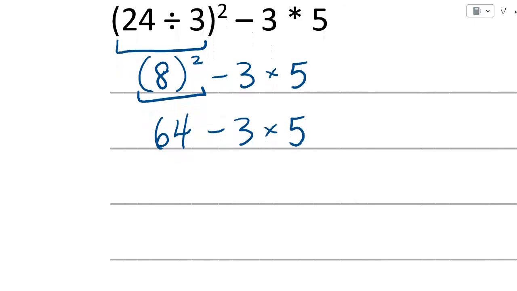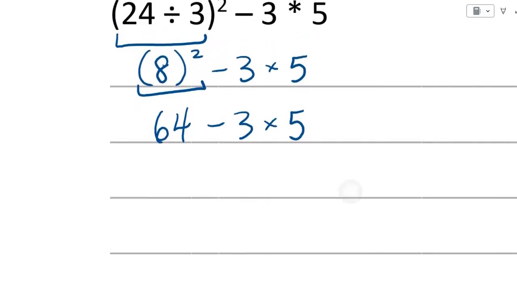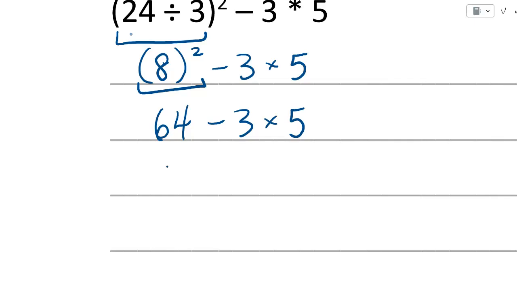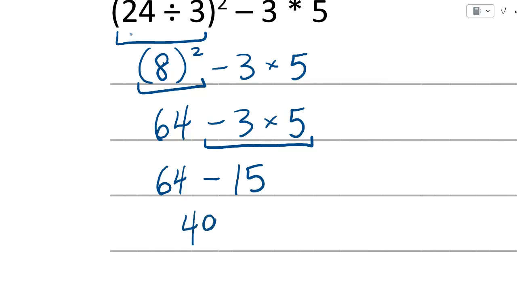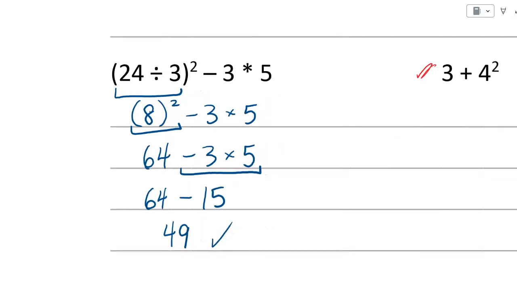Don't try to do too much in one step if you're confused. Don't get in a rush. But next comes the multiplication. So careful. So 64, negative 3 times 5 is negative 15, or in this case, minus 15. And 64 minus 15 is 49. So simple when you take your time and make sure you're performing all the right steps.